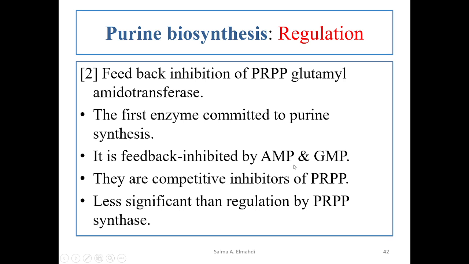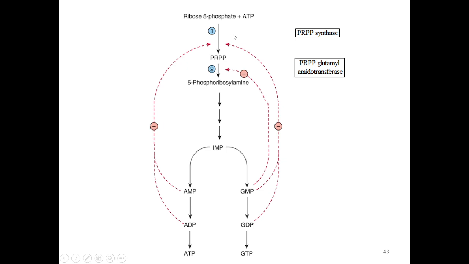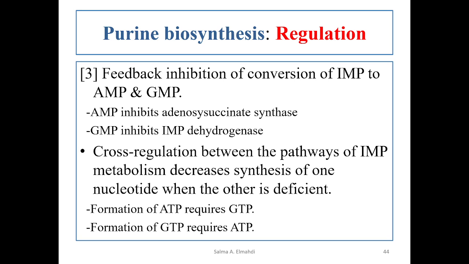There is also feedback inhibition by both AMP and GMP because they are the final products. They are competitive inhibitors of PRPP. However, this is less significant than regulation by PRPP synthase, the first type of regulation. This is the pathway, and this is to show you how the products have negative feedback on the earlier steps. But the most significant regulator here is PRPP synthase. Number 2 is PRPP glutamyl amidotransferase.